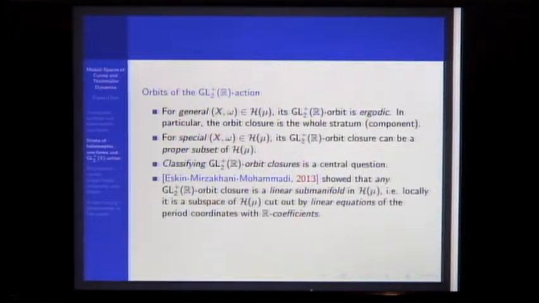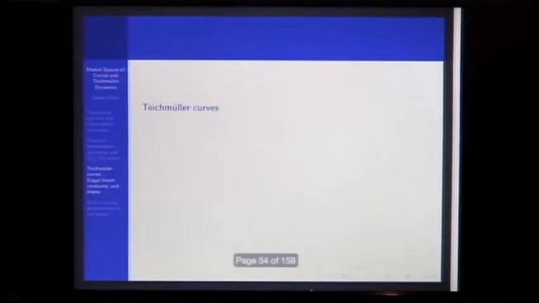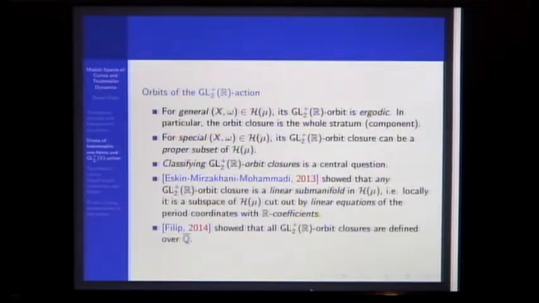And very soon after this work, a student of Eskin, Simion Filip, showed that you can strengthen the result. These real coefficients can be made into algebraic numbers. So they are all defined over Q bar for all these orbit closures. So there is some kind of secret arithmetic nature going on. Let me also comment, in case you don't know, this Eskin–Mirzakhani–Mohammadi result is one of the major contributions of Mirzakhani's Fields Medal work.